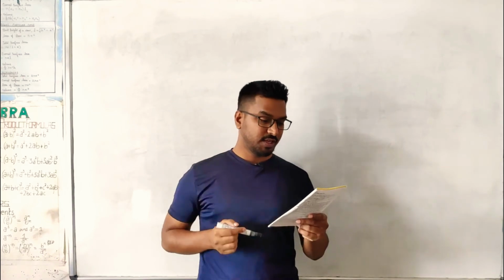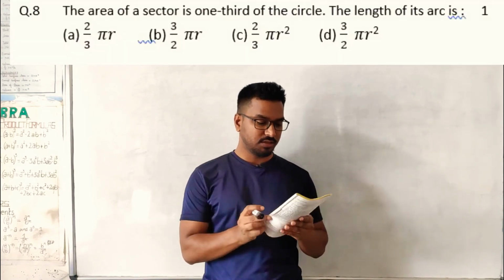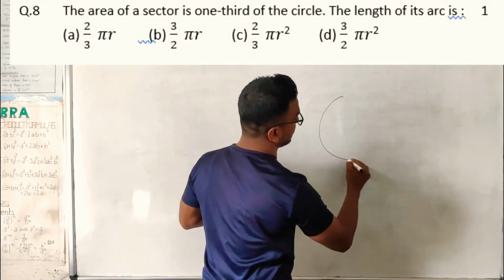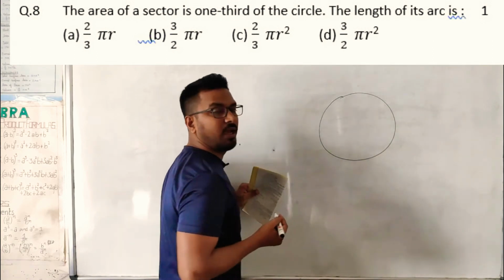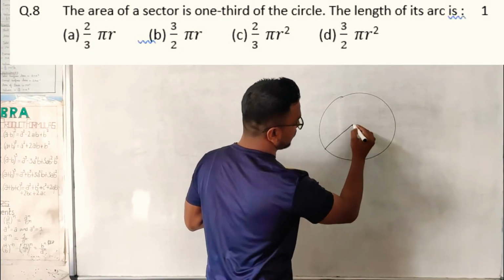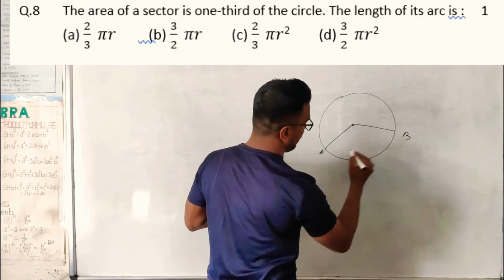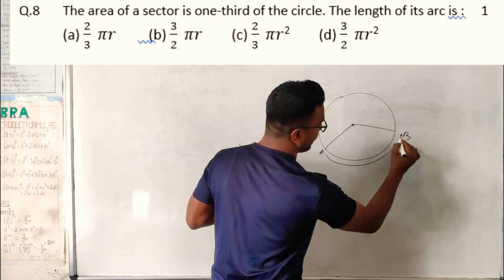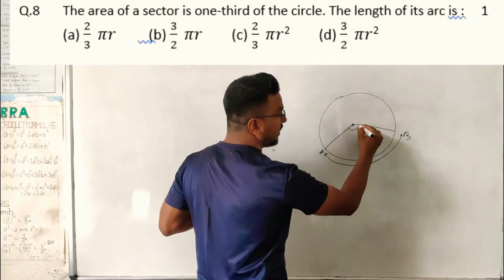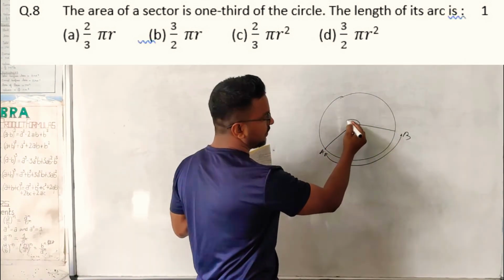Okay, so move to the next question. The area of a sector is 1/3 of the circle. The length of its arc is, okay, so this is the circle, suppose. And 1/3 means out of this, suppose this is 1/3. So you have to find the length. Suppose AB. You have to find the length of this arc. So what will be the degree here? What is the angle for this?